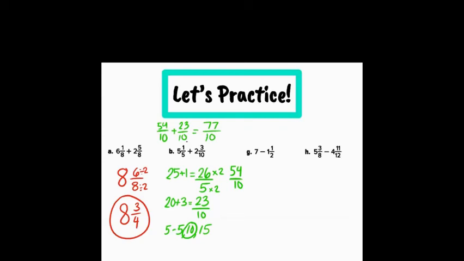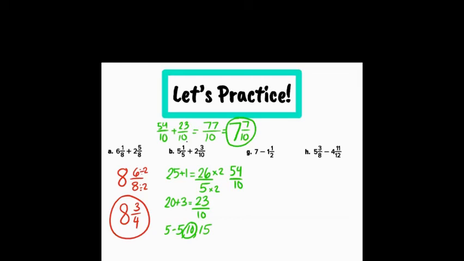Now for the final answer, we need to simplify or turn it back into a mixed number. To do this, you're going to divide the top number by the bottom number. So 77 divided by 10 gives us 7 with 7 left over. So we're going to put the leftover part over our denominator, which is 10. And there's the answer for letter B, 7 and 7/10.